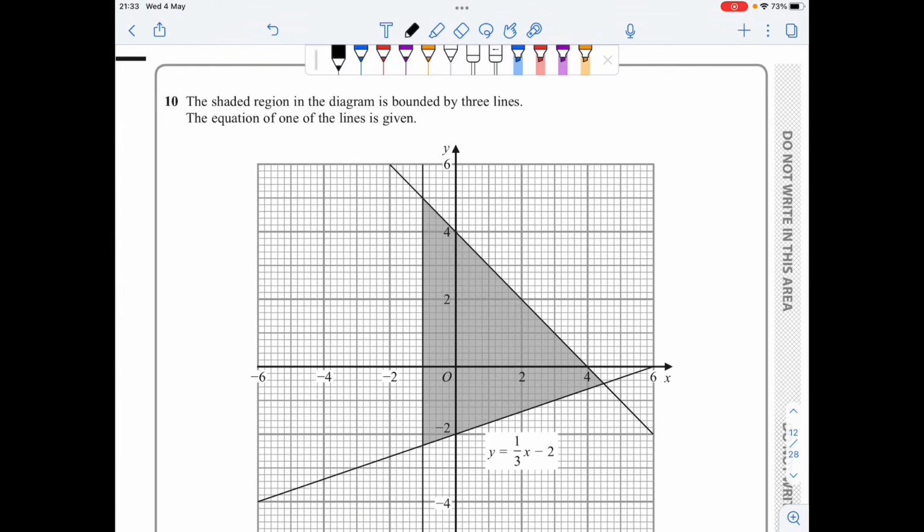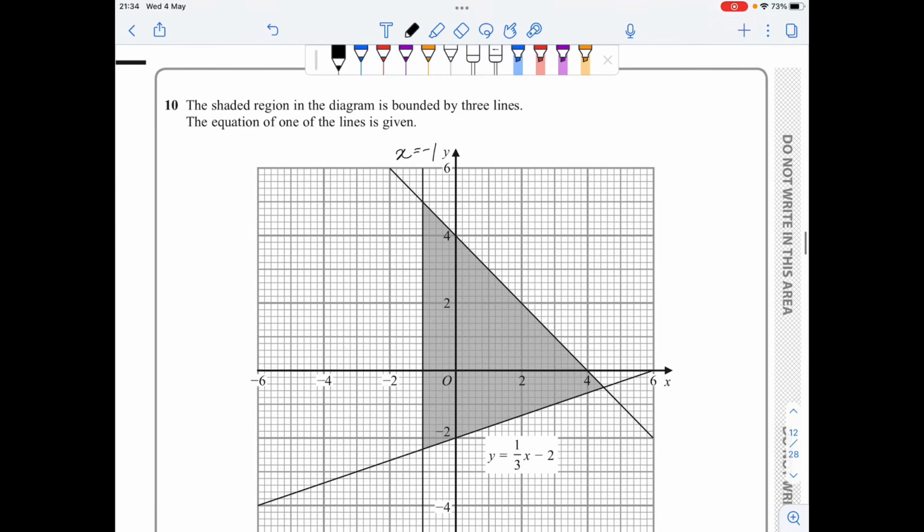For question 10, I've got 3 lines that bound a region. I'll first find the equation of the lines and then the inequalities. Now I'm given one of the lines. The vertical line here has equation x equals -1. So I will need to find the equation of the line that passes through 0, 4, and 4, 0.